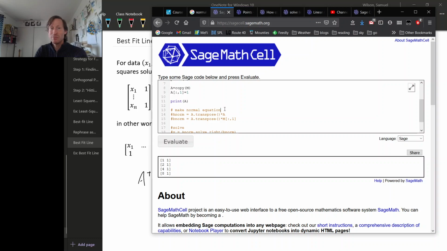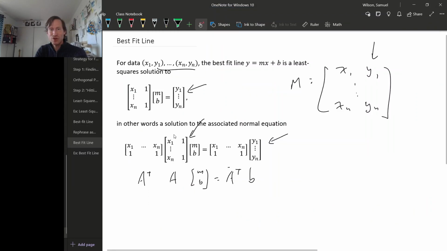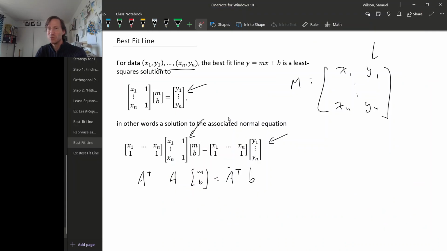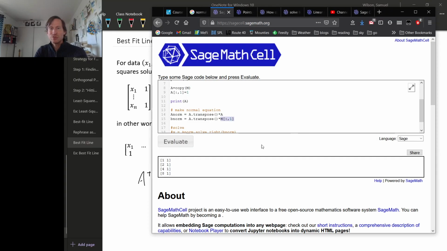So next thing we need to do is make the normal equation. To make the left-hand side matrix for our normal equation, that's A transpose A. So I'm taking this A matrix and I'm multiplying it by its transpose. That gives me the left-hand side matrix for our normal equation. The vector on the right-hand side of our normal equation is just the y values. That's what this here is. It's the second column of M, which is just all of the y values. So we're taking the second column of our data points, which is the y values, and multiplying by the transpose of A. So that's the right-hand side for our normal equation.